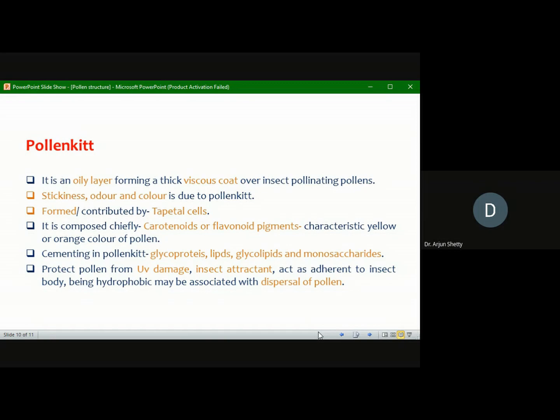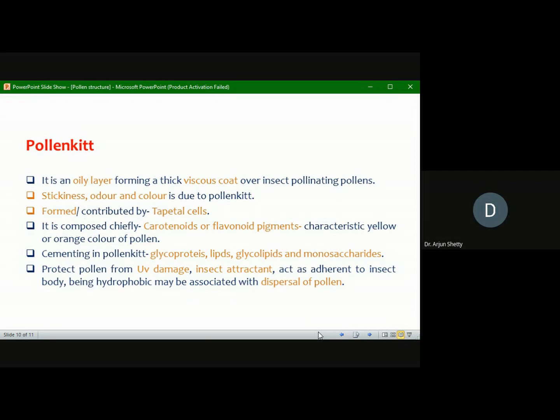And the main function of the pollen kit, apart from contributing to insect-mediated pollination, is to protect the DNA, the chromosomes, and the internal nuclear material from UV damage. If the sporopollenin loses its existence, then the pollen grains become naked pollen grains. These naked pollen grains may get exposed to UV light and may get damaged. So to avoid that, the pollen kit also protects against UV damage, I mean, to avoid DNA breaks.